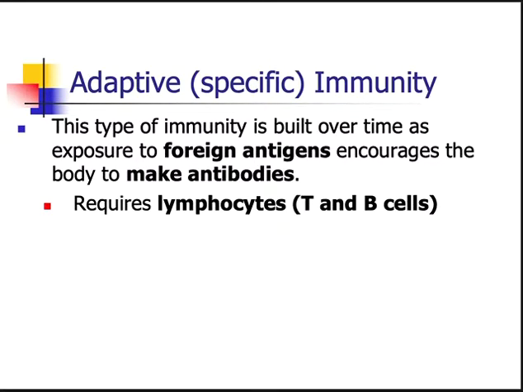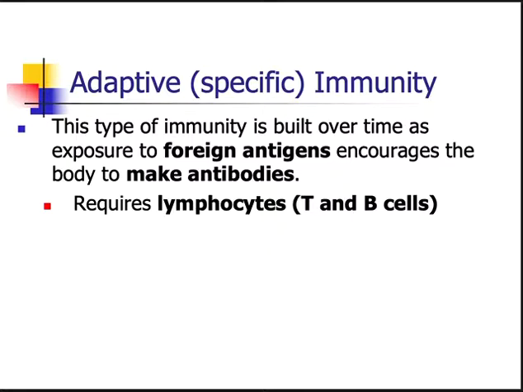So, this type of immunity, adaptive or specific, is built over time, right? It takes an exposure to the pathogen's antigens in order to make antibodies. So, naturally, as you're exposed to pathogens over the course of your childhood and young adulthood, and even into adulthood, you will make antibodies. But if you have a vaccine, you don't have to be exposed to the actual pathogen, meaning you don't have to have the risk of getting sick. You're able to make antibodies from having just the antigen, not the entire pathogen.